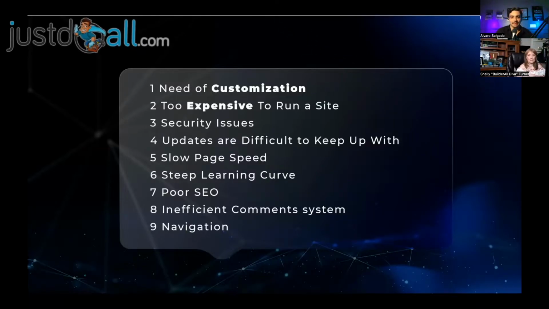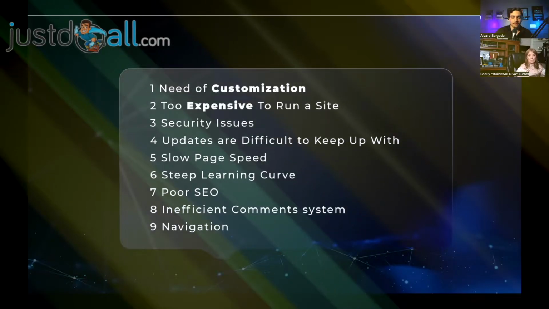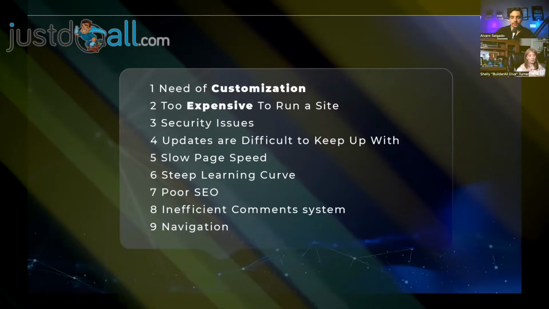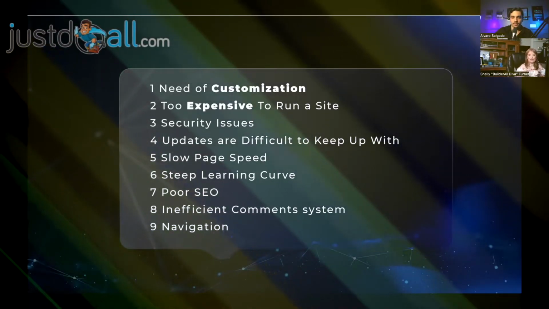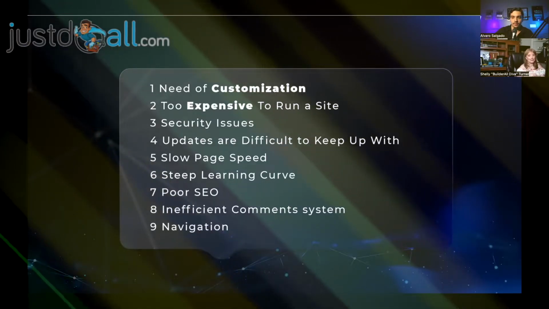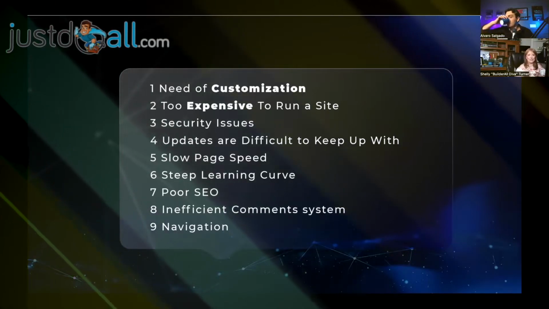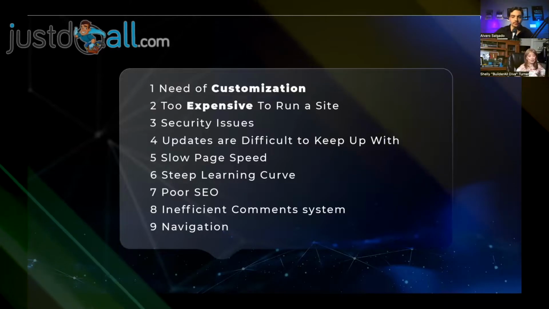The next one is poor SEO. And this is just notorious for WordPress as well. You have to get several different plugins to actually really take advantage of SEO. Then the inefficient comment system. When you have a true blog with WordPress, there is a commenting system, but let me tell you what you're going to deal with. You're going to get to deal with spammers and people that just are not nice. And you have to get those extra plugins and extra things to be able to manage those things and make sure to keep up with it.